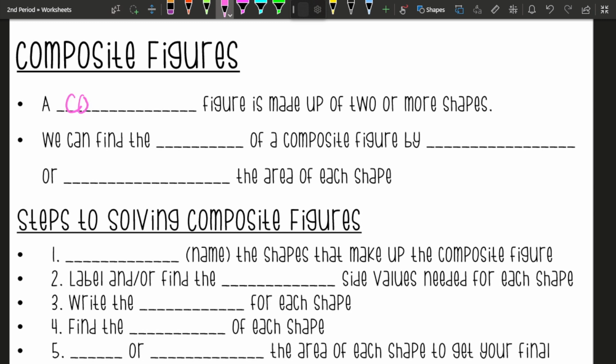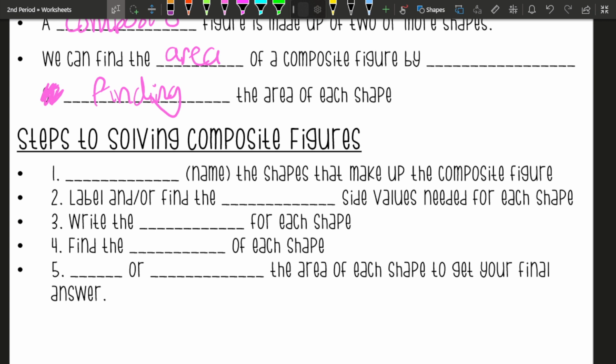A composite figure is made up of 2 or more shapes. We can find the area of a composite figure by finding the area of each shape. So the steps to solve a composite figure. Very good. So steps to solving a composite figure.